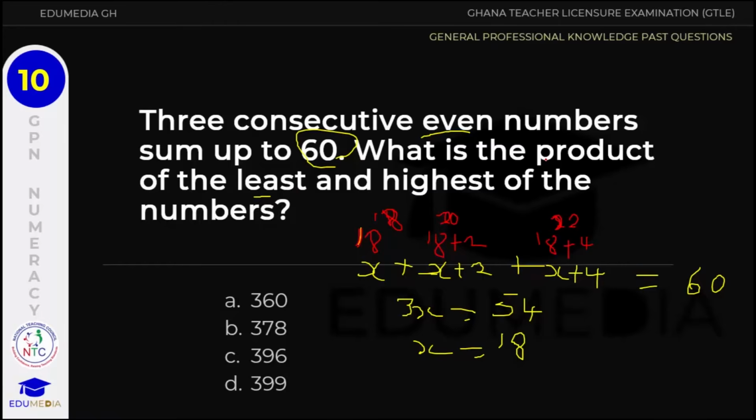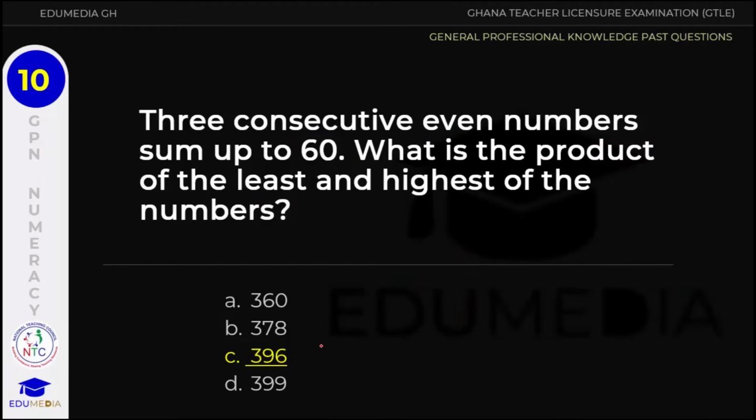The question is to find the product of the least, which is 18, and the highest, which is 22. We take 18, multiply that by 22, and then you get your answer there. That is 396. And your correct answer is 396. C, 396.